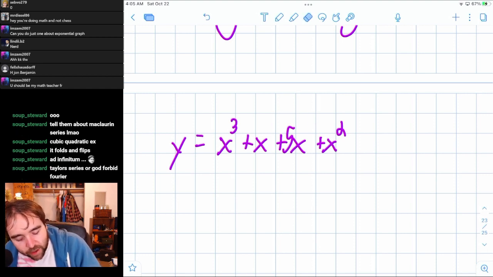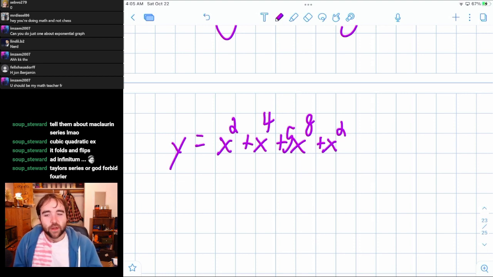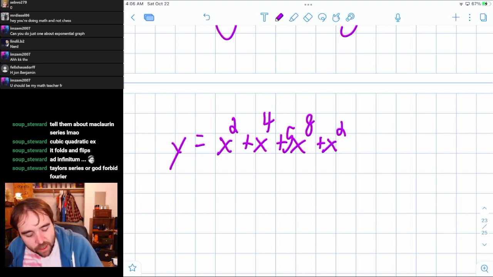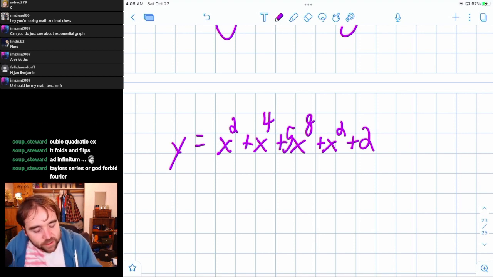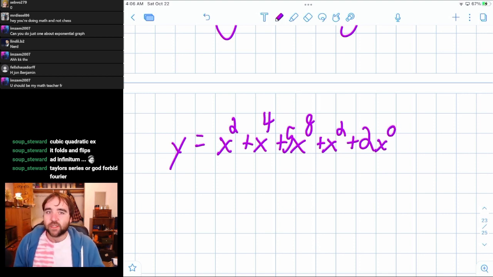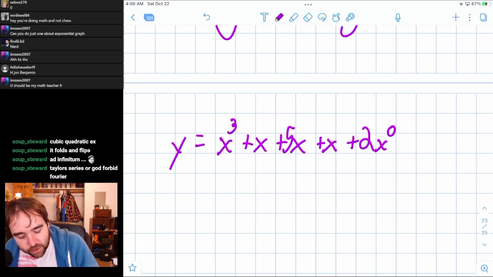But then if we went back and we changed all of the powers to being even, now it's an even function. And what's always been kind of cool to me is you can even add something like a plus 2, and it'll still be an even function. Why? Because that's like 2 times x to the 0, and 0 is even.